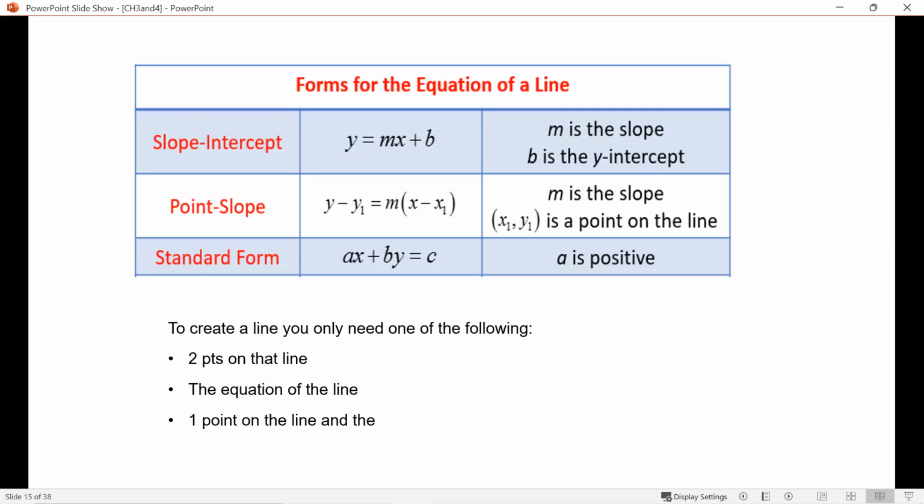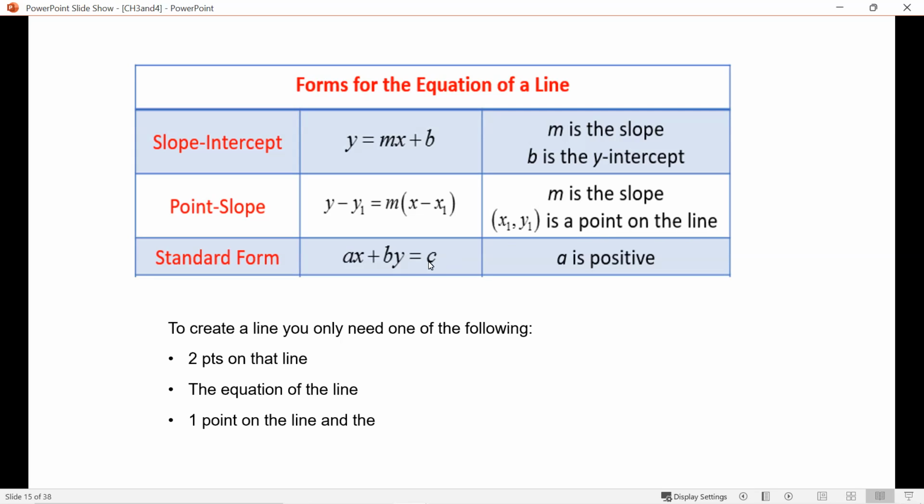So let's just recap what we did here in section 3.3. We talked about the slope intercept. So that is y equals mx plus b, where m is the slope and b is the y coordinate of the y-intercept. Then we have our point slope form. Y minus one of our y coordinates equals the slope times x minus the corresponding x coordinate. So here m is the slope, x1 and y1 are a single point on the line.